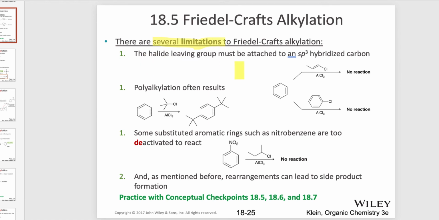So we have to make sure that the halide leaving group is attached to an sp3 hybridized carbon. And here are the examples of where we cannot apply the Friedel-Crafts alkylation. Later on, we learned that we can use organometallic chemistry to accomplish this, but not under the Friedel-Crafts reaction setup. What you see here is our benzene with the intent to replace one of the hydrogens with an alkyl group.